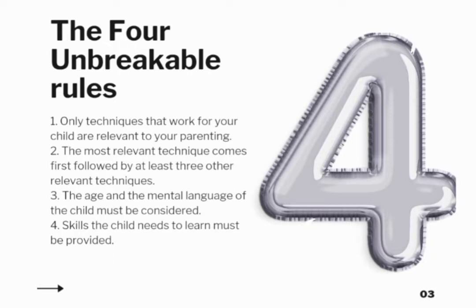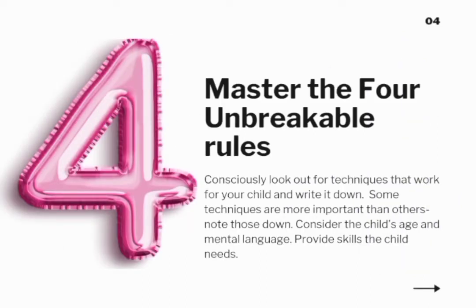And lastly, skills that the child needs to learn must be provided. You must provide the specific skills, the list of skills that your child needs to learn or master. Now, it is important that you're able to master the four unbreakable rules. You have to consistently and consciously look out for techniques that work for your child and write them down. At times, you may forget. Write them down. You see, there are some techniques that are important and there are some that are not so important. It's also important that you note these.